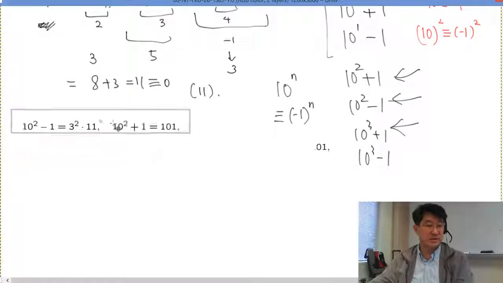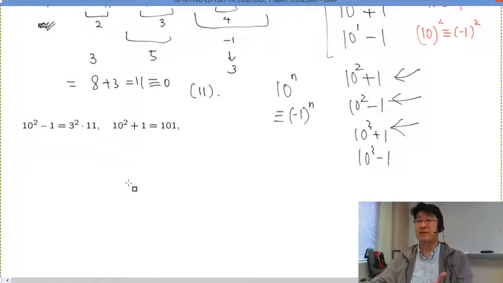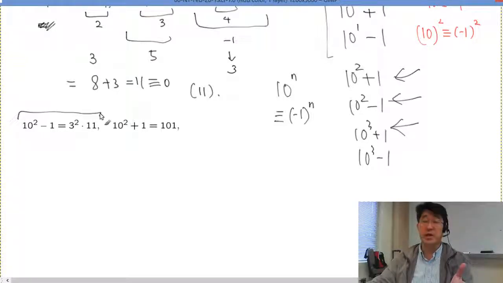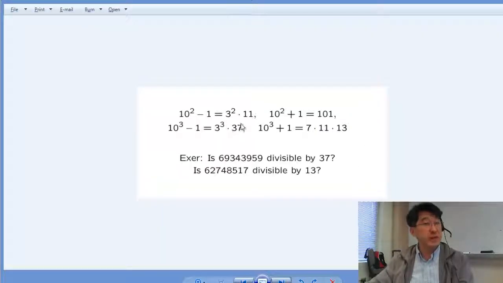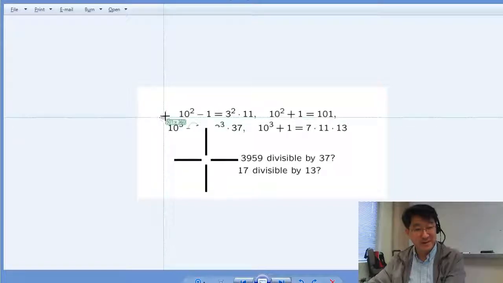What's the next level? This one is 10 squared minus 1. What's in it? 11. Still in it, right? There's nothing new in it. Why am I saying that? Because 3 and 11, we already had. And 101, not so fun. It's a 3-digit prime number. So I'm moving on to the next one to have more fun with it.